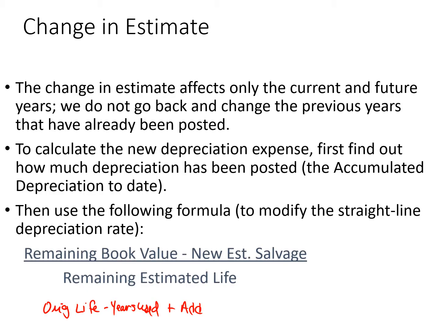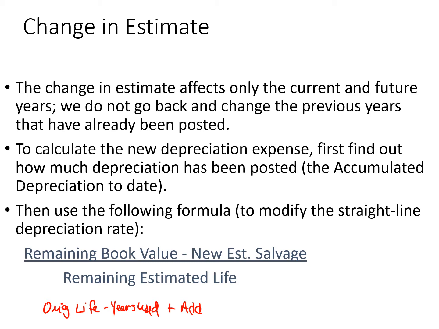So when you change an estimate, the change only affects the current and future years. You don't go back and restate what you've already done. To calculate the new depreciation expense with the new assumptions, you first find out how much depreciation has been posted. In other words, what's the balance in the accumulated depreciation account? Then you use the following formula to modify it.